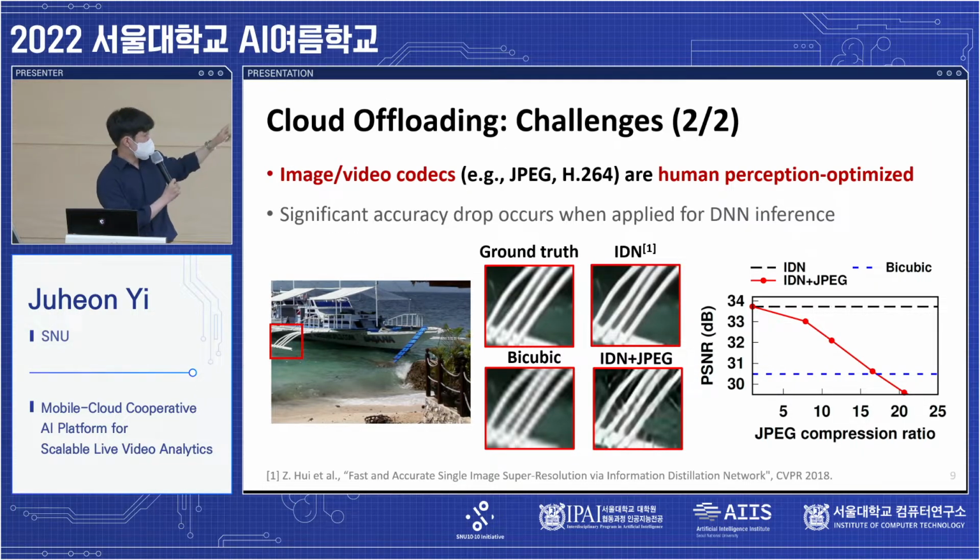So for example, consider upscaling the image on the left using a deep neural network-based super resolution. Here we can see that when we offload the data in the raw form, the accuracy is quite high. But if we start to apply JPEG compression in the process of sending the data back and forth between the mobile and the cloud, the accuracy drops quite sharply.